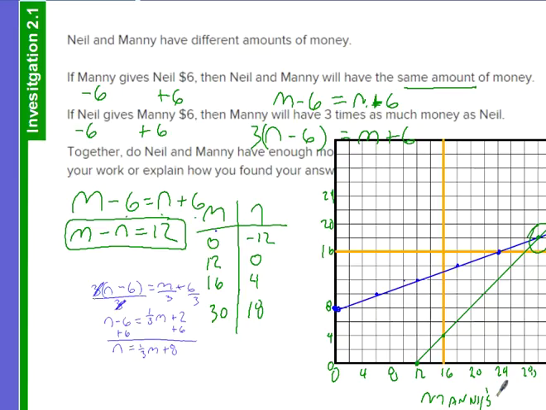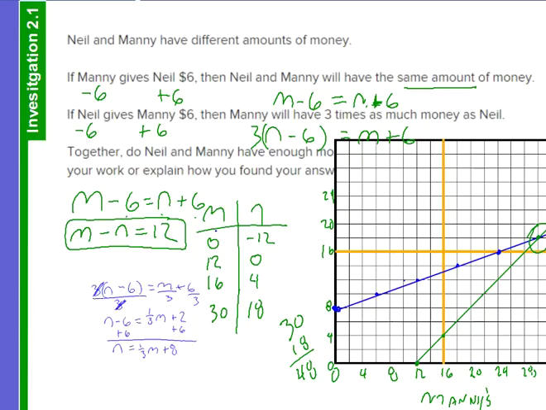So Manny has $30 and Neil has $18. 30 plus 18 is 48. Will they have enough money to buy a $50 video game? No. No, they will not.